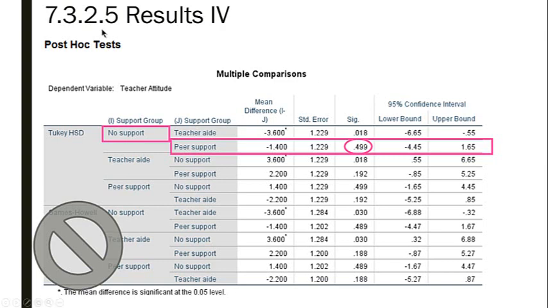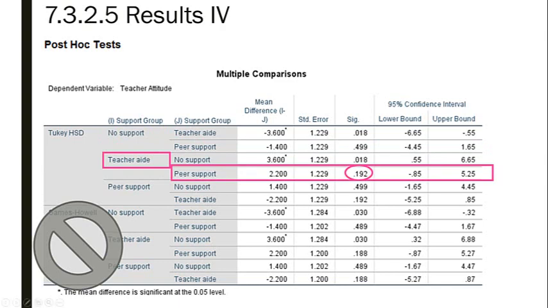All right, we could go down to the next row where we've got teacher aid versus no support, and you'll notice that's a mean difference of 3.6. That's because looking at teacher aid versus no support is the same, just in the opposite direction as looking at no support versus teacher aid. So we don't need to look at that one. So the next comparison we can look at is teacher aid versus peer support.